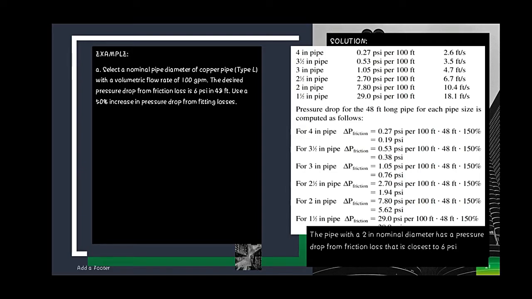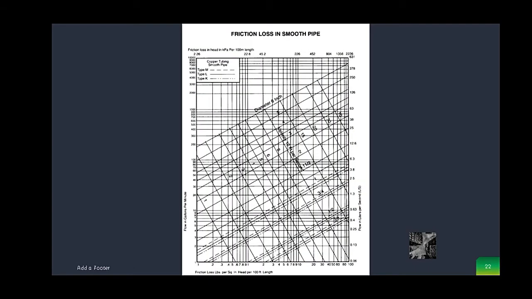And then, after makompute nitong lahat, ito na yung computation. Yung may pinakamalapit na sagot ay yung 2-inch pipe. So, the pipe with a 2-inch nominal diameter has a pressure drop from friction loss that is closest to the 6 psi. So, yun yung magiging, or yun yung pipiliin nating nominal pipe diameter. Yung sabi ko, friction chart kung saan nanggaling yung data sa sample problem.